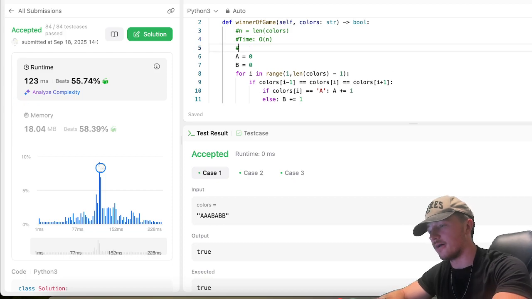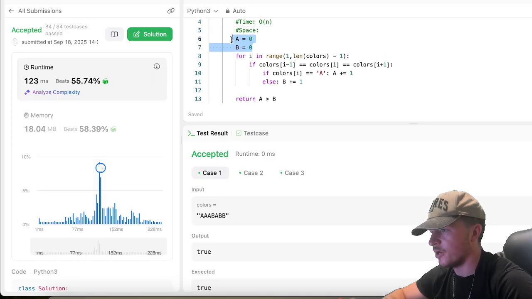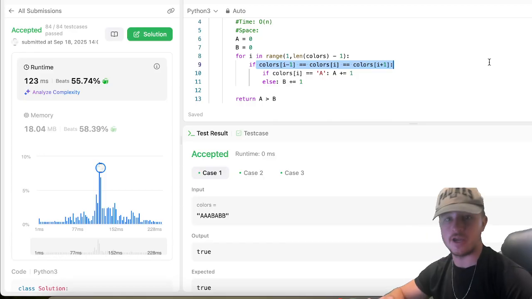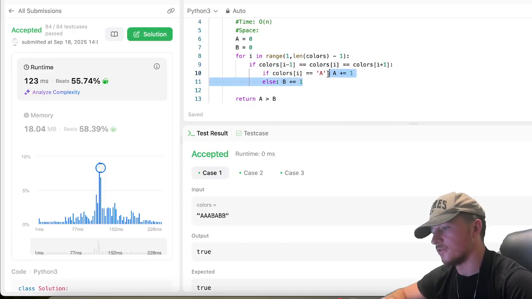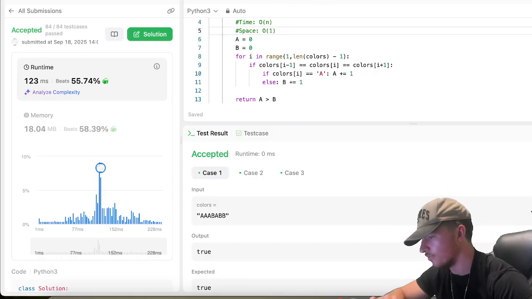All right, what about space? Well, we create these 2 variables. We use the array that already exists, so we don't create anything. And we just update these 2 variables. So that's constant space.